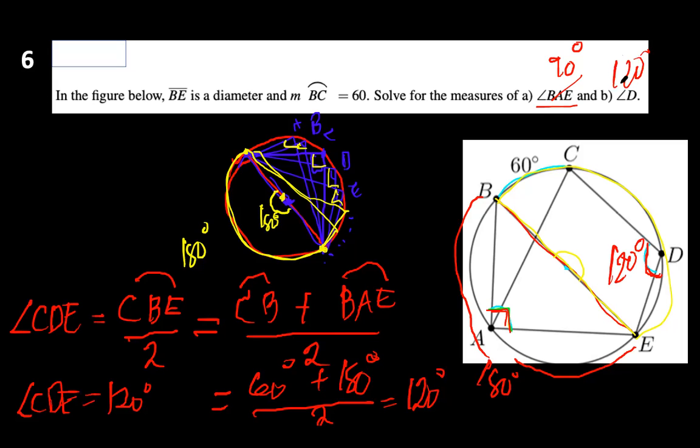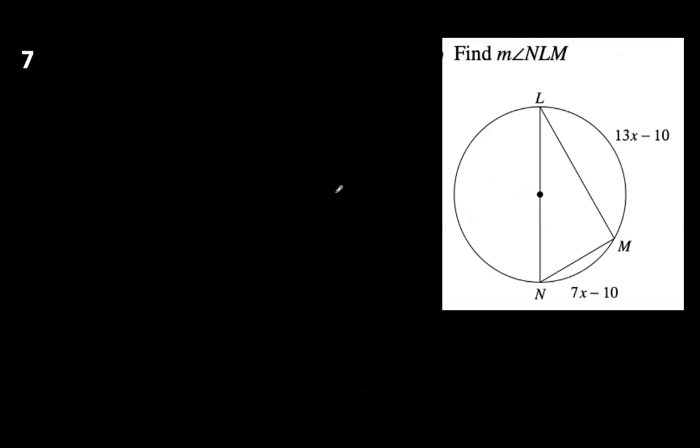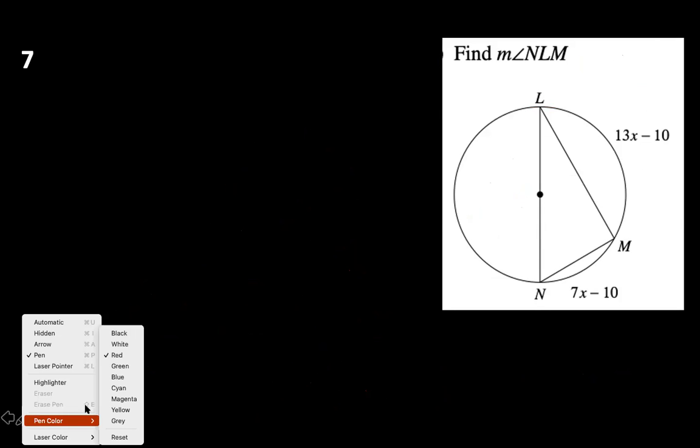So we have already found the angles BAE and angle D. All right, so I hope everything is clear. Here we go. Let's have problem number 7. In problem number 7, oh, sorry. Now let's use another color.